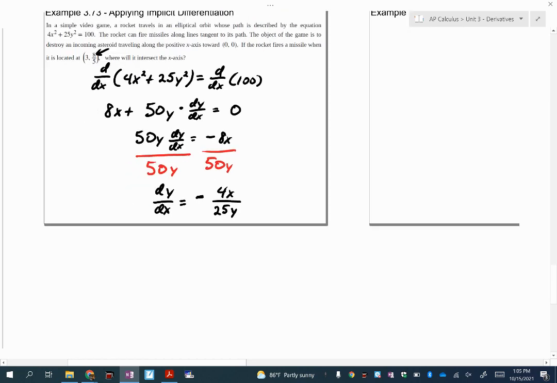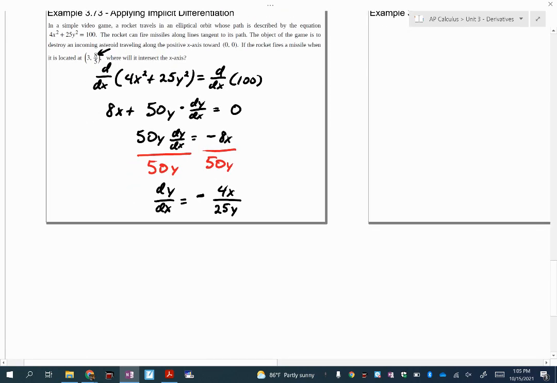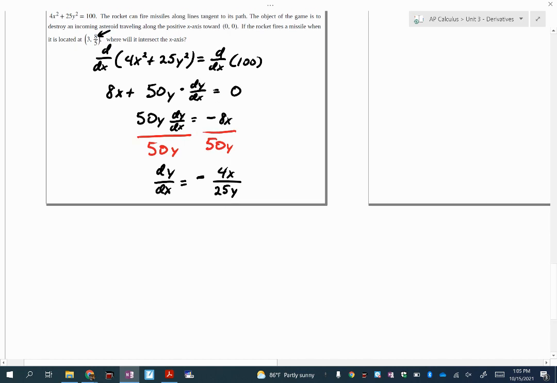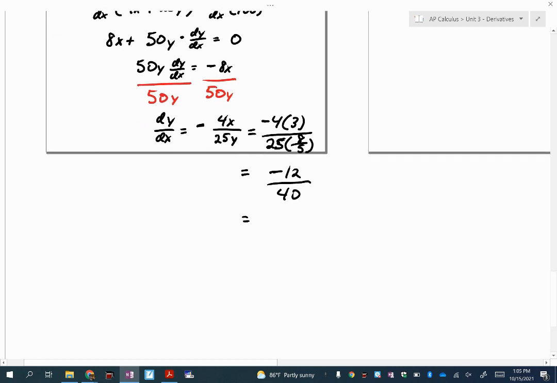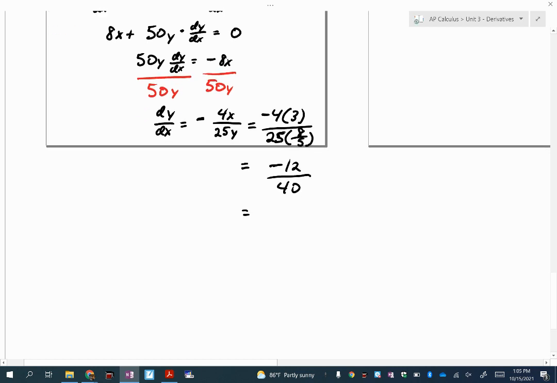Now I'm going to keep going underneath here since I have room. To find the slope, for x I'm plugging in 3. So I'm going to plug in negative 4 times 3 all over 25 times y, which is 8/5. That's negative 12 over 25 times 8/5. 25 divided by 5 is 5, so 5 times 8 is 40. If we reduce that, you can divide by 4, and get negative 3/10. So this is the slope.